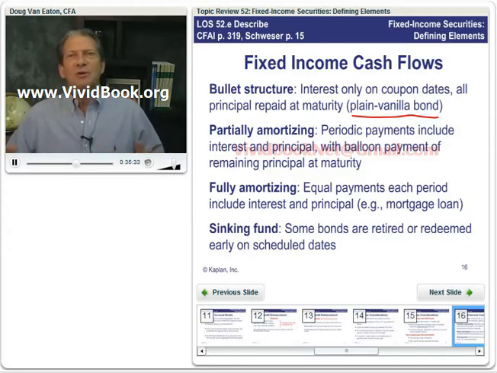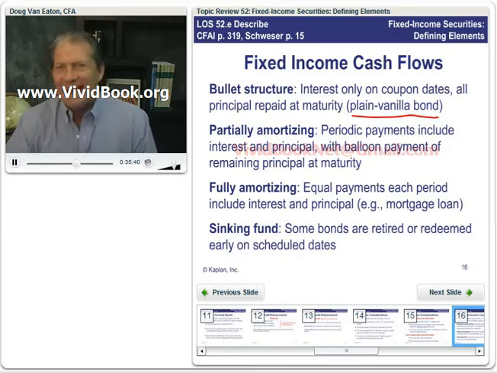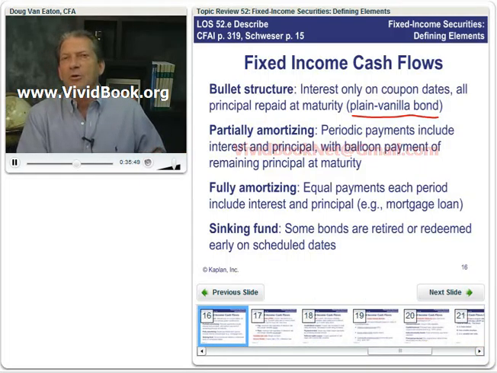Well, we could have something in between the bullet structure and a fully amortizing structure, called a partially amortizing structure. That would mean you've got your level payments and they have some interest and principal in them, but at the end there's still some principal remaining. So partially amortizing just means the principal is amortized somewhat, reduced, paid off a little bit in each payment, but not completely or fully amortizing.